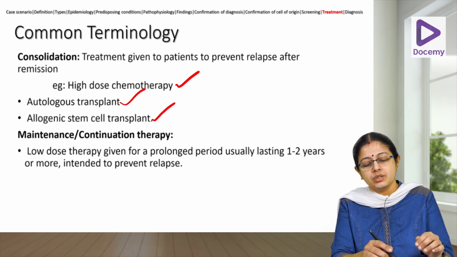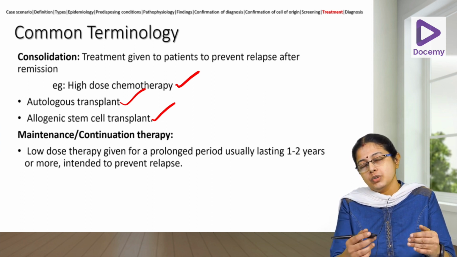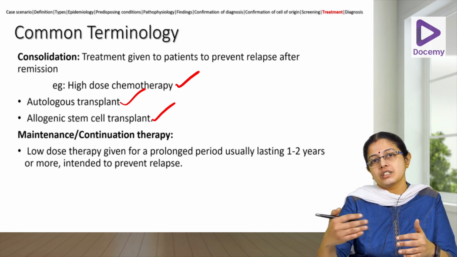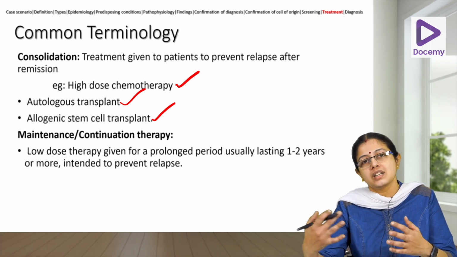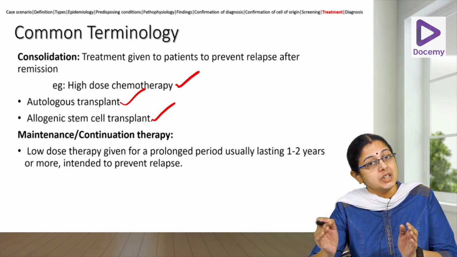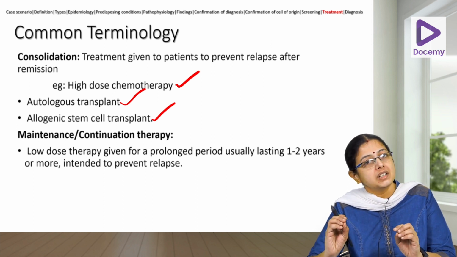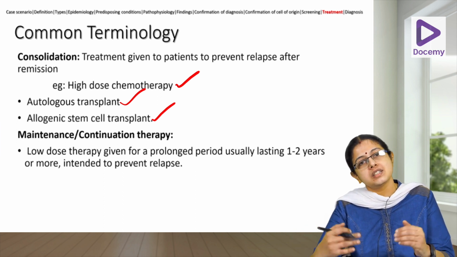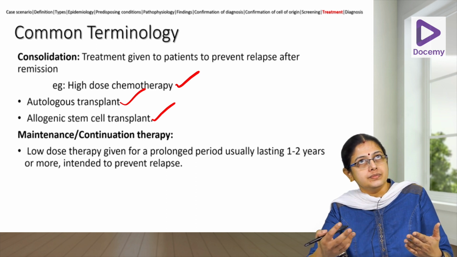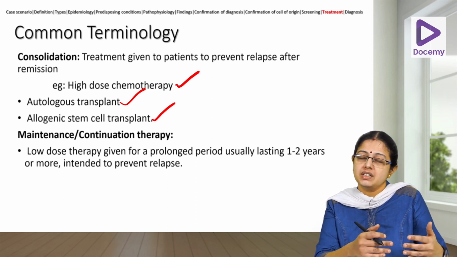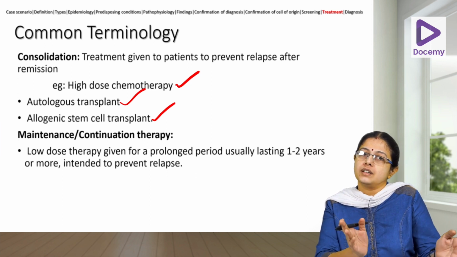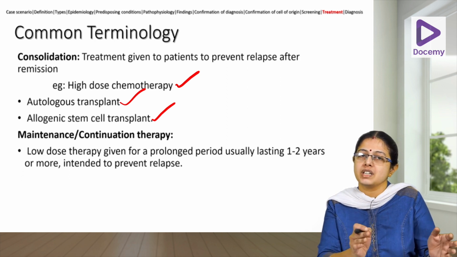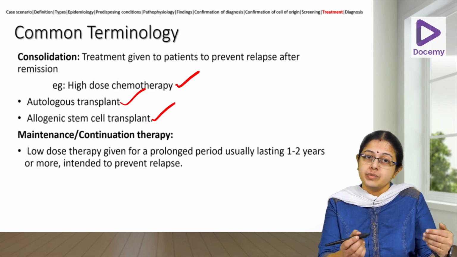So, coming to the next terminology which you need to be aware about, it is the continuation treatment or maintenance, whereas in consolidation you actually talk about high-dose chemotherapy. In maintenance or continuation therapy, the patient receives very low-dose chemotherapy for a prolonged period, usually lasting for 1 to 2 years. And this is also intended to prevent relapse. Incorporating the maintenance or continuation therapy into the treatment of acute lymphoblastic leukemia has actually reduced the relapse rates, and the survival has improved a lot over the years.